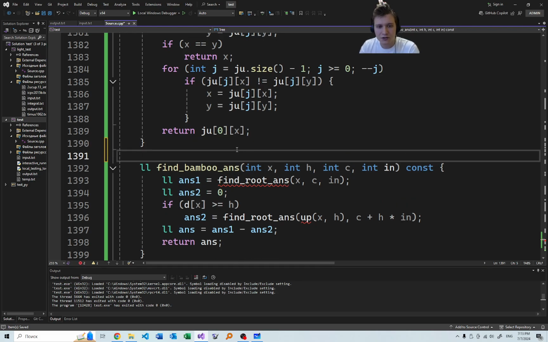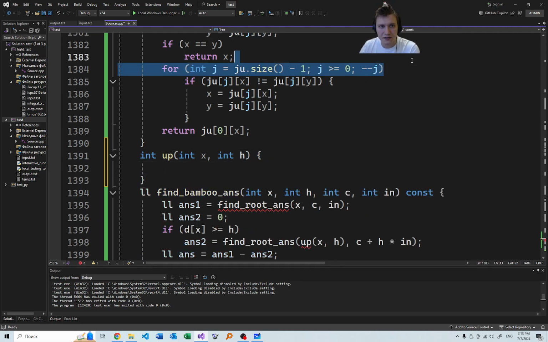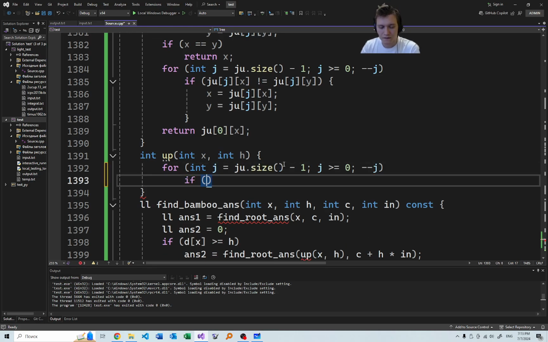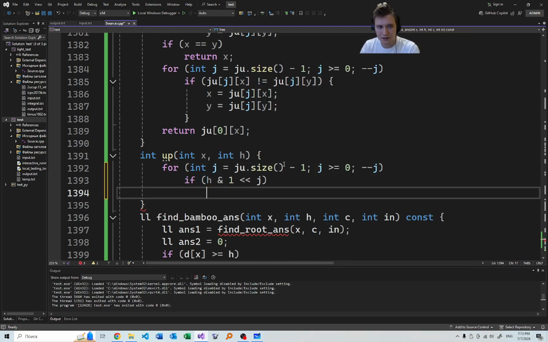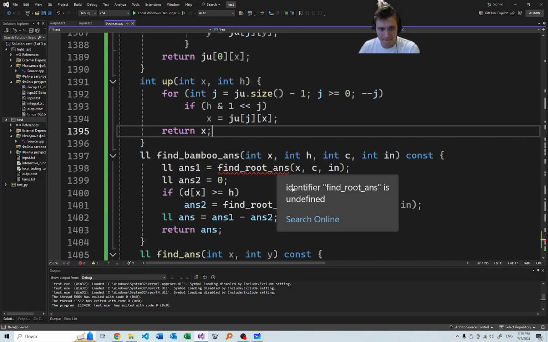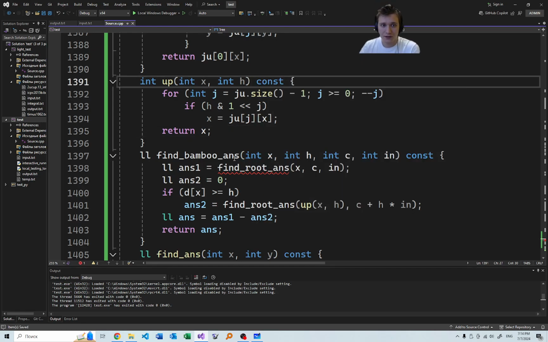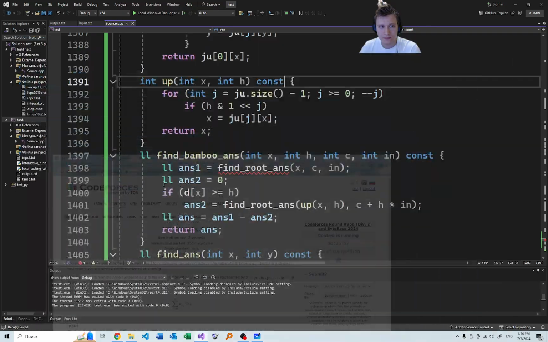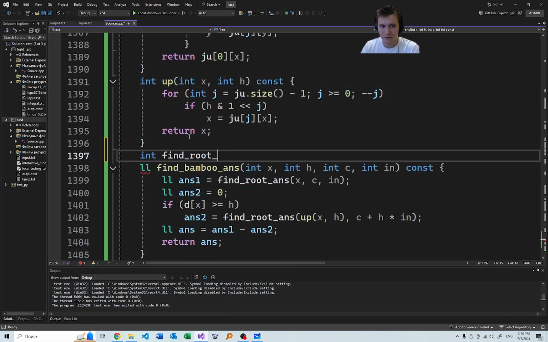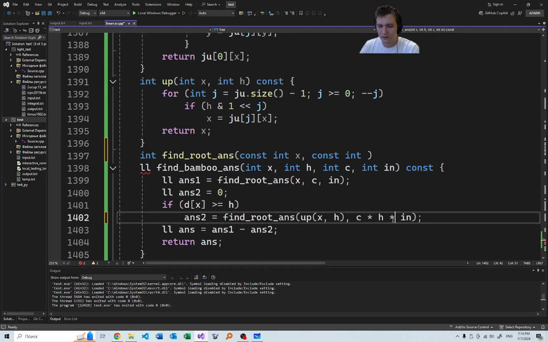Okay, let's write the function up. It's kind of basic. So if h contains this, then I say that x is jump[j][x] and return x. Okay, now we need to find root ans. Actually, in is the initial number, so it should have been like this.